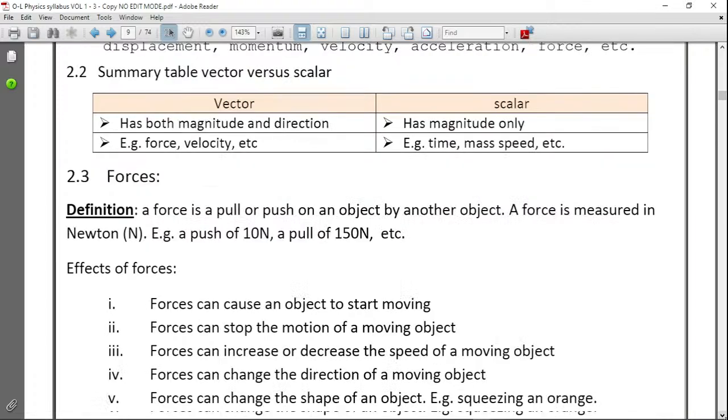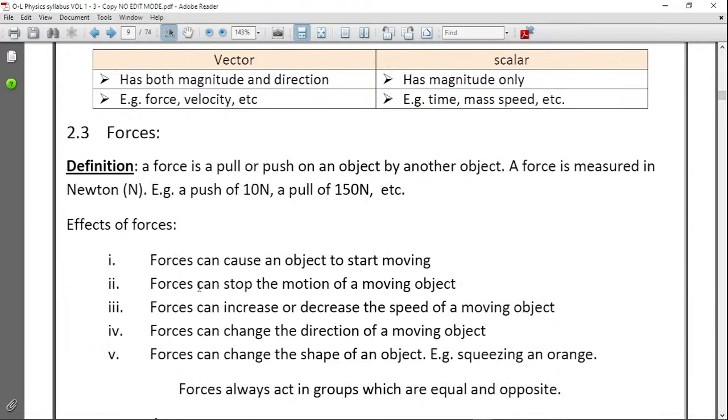In this topic, we'll be focused on forces. A force is a pull or a push on an object by another object. So simply, a force is a pull or a push on an object, normally by another object, right? But it may not necessarily be an object, it can be due to a field and so on.